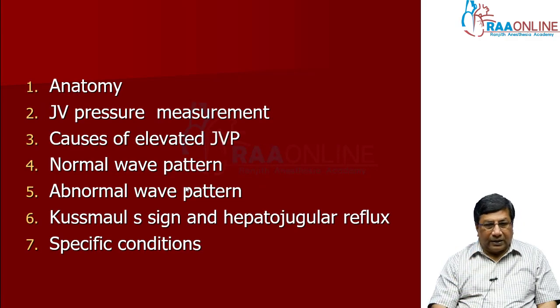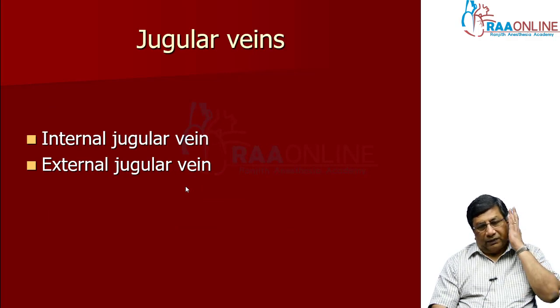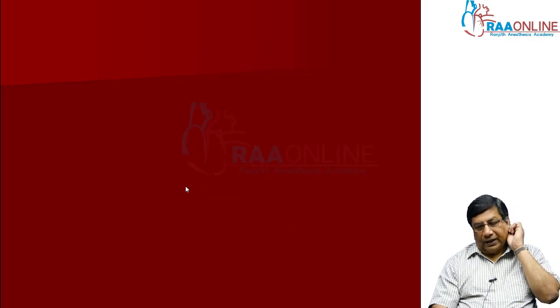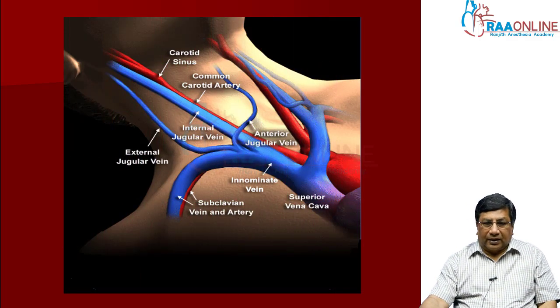First we look at the anatomy of the jugular veins, which can be an internal jugular vein or the external jugular vein. It can be on the right side or the left side. So what we are interested in is the right internal jugular vein.